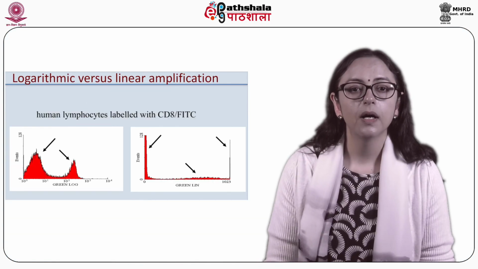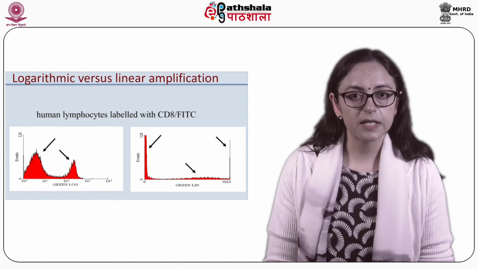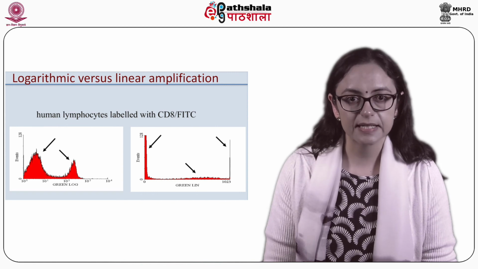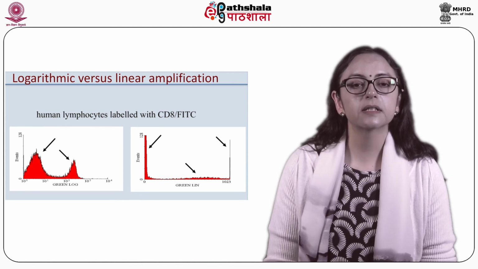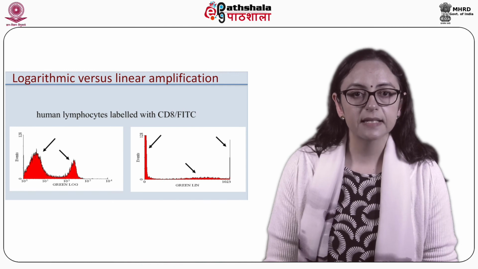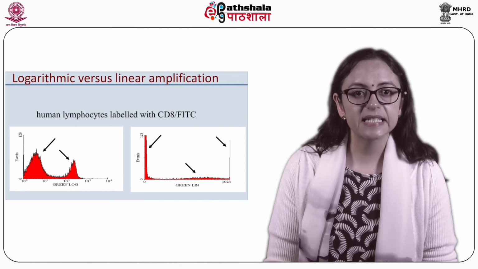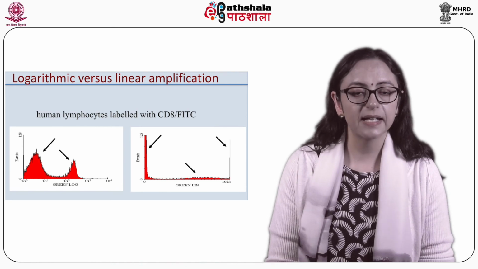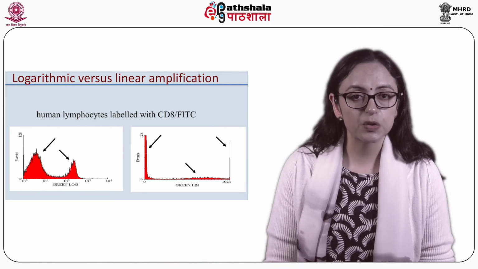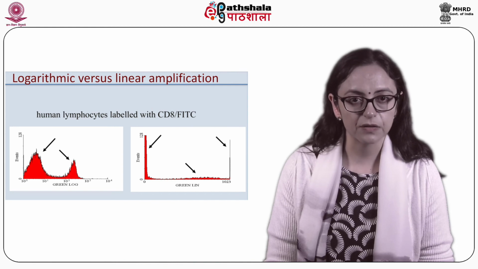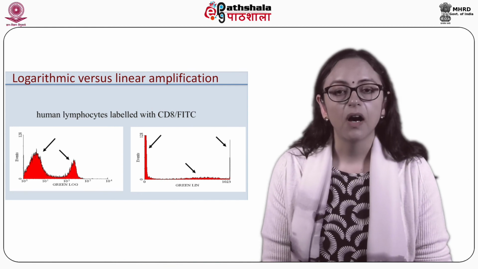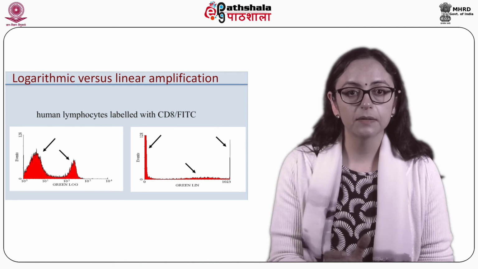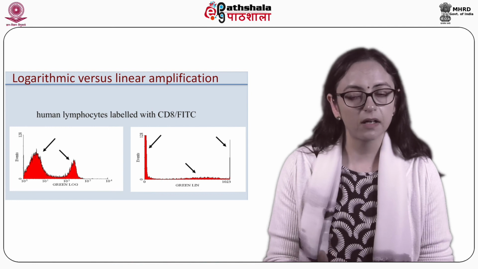And this is an example of lymphocytes which are labeled with CD8 FITC in a logarithmic versus a linear scale. If you see in the diagram on the left, the two peaks that are shown depict the CD8 negative population and the CD8 positive population, and there is a clear distinction between the two peaks of negative and positive. The same data, when seen on a linear scale, will just expand the region in between the two peaks, and the two peaks are off scale.